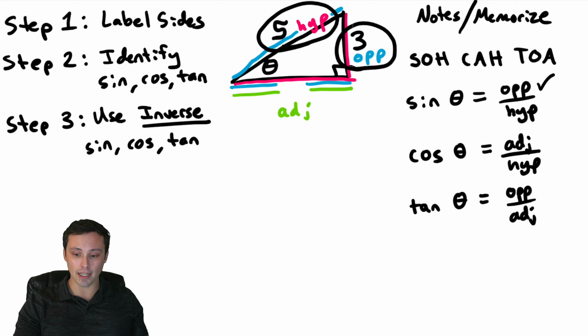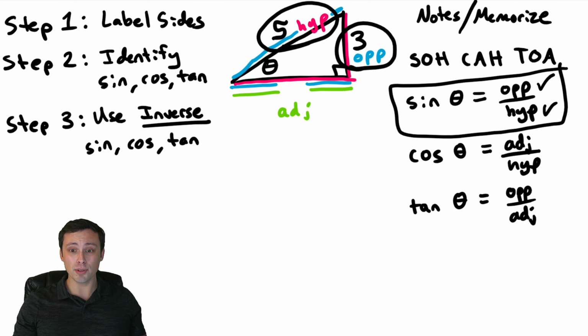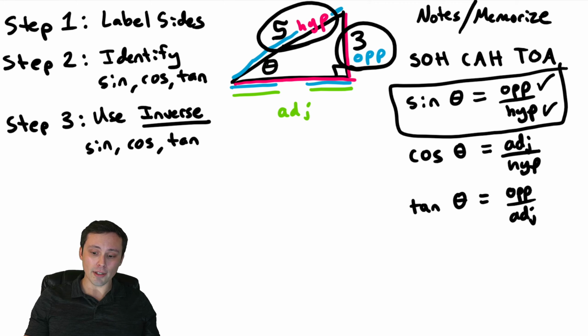Sine uses opposite and hypotenuse, so for us, this is going to be a sine problem. But if you were doing adjacent and hypotenuse, it would have been cosine. If you were doing opposite and adjacent, it would be tangent. Other than it being a different button on your calculator, this can work exactly the same way for all of those. Okay, so how do you actually do this?